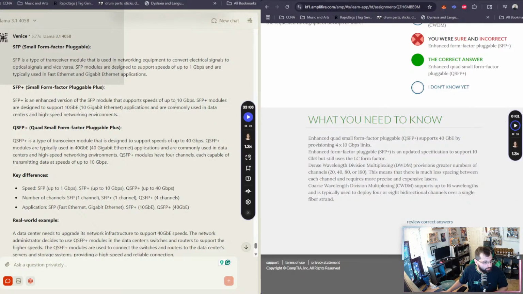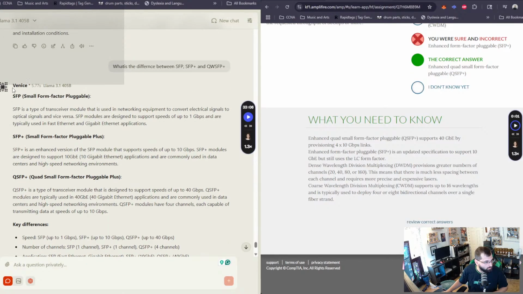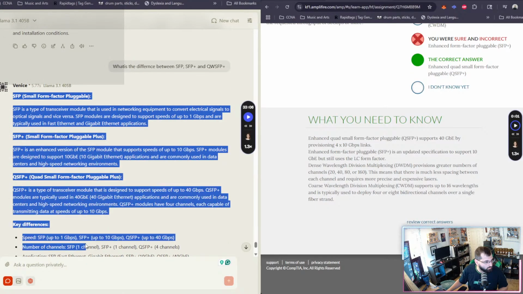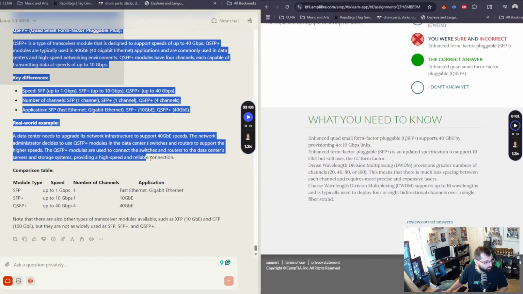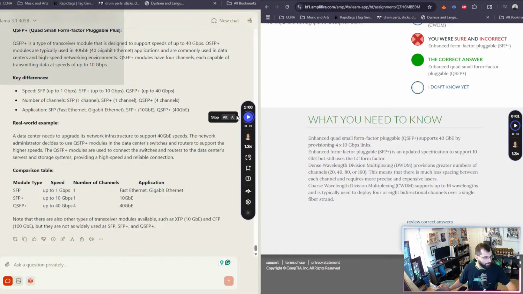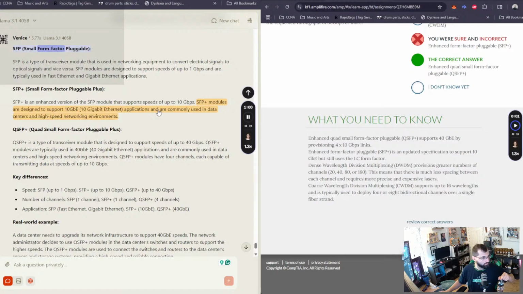I'm studying for the SFP, Small Form Factor Pluggable. SFP is a type of transceiver module that is used in networking equipment to convert electrical signals to optical signals and vice versa. SFP modules are designed to support speeds of up to 1 Gbps and are typically used in fast Ethernet and gigabit Ethernet applications.